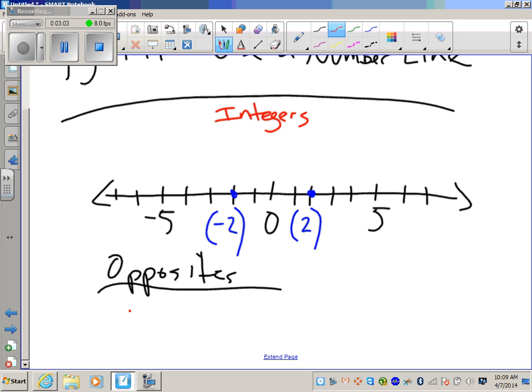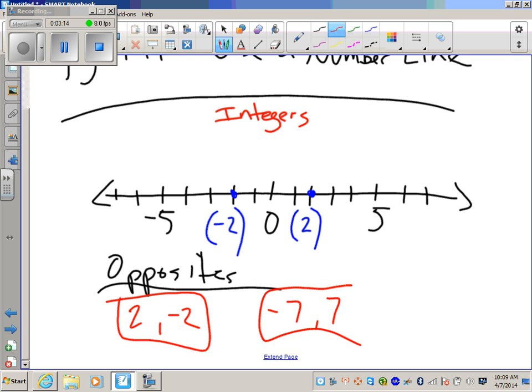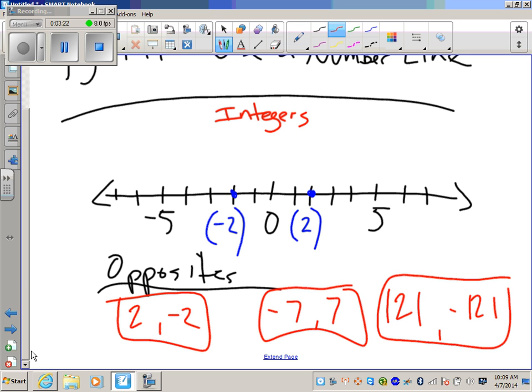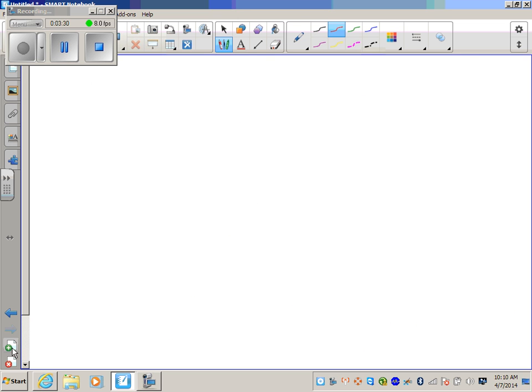the opposite of a +2 would be -2. The opposite of a -7 would be a +7. Okay. The opposite of 121 would be -121. Okay. Opposites are just either the positive or the negative counterpart of that integer. Now, absolute value is something that is just a little bit different.